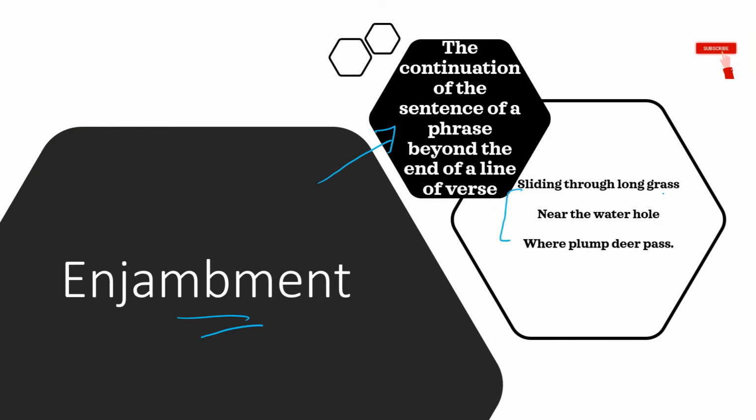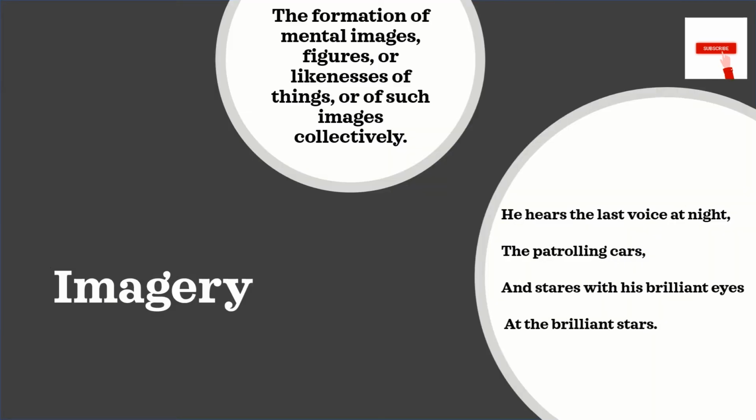If you look at this stanza, "sliding through long grass near the water hole where plum deer pass, you do not see any punctuation mark between this first and second line. This means the idea has continued from the first line to the second, and from the second line it has continued to the third line. There is no breaking of the sentence in between.